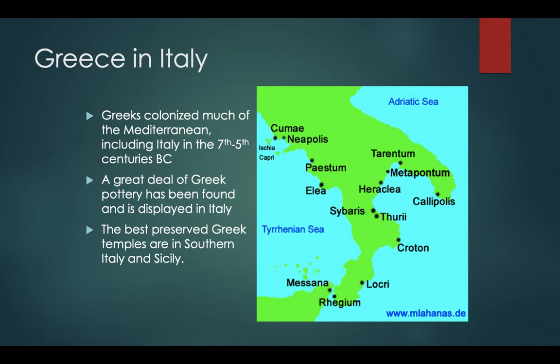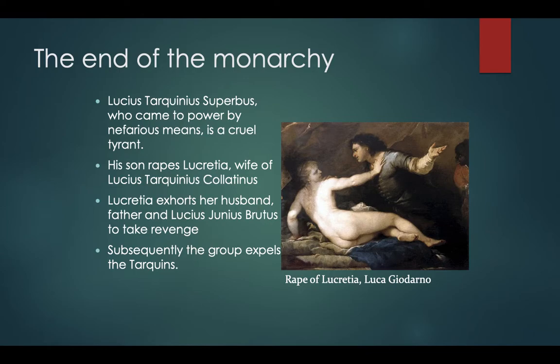So the monarchy, which I'm just going to really skip over because, as I said, most of the kings are mythical. The Romans think they add different things. Romulus obviously founds the city. Numa, the second king, really adds on to Roman religion. But as you get to the seventh king, Lucius Tarquinius Superbus, which just means Lucius Tarquin the Jerk, he comes to power by nefarious means. He kills the previous king, his father-in-law. And he is a cruel tyrant. His sons are also jerks.